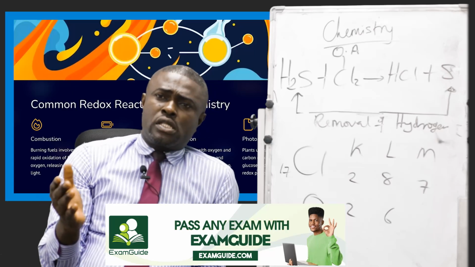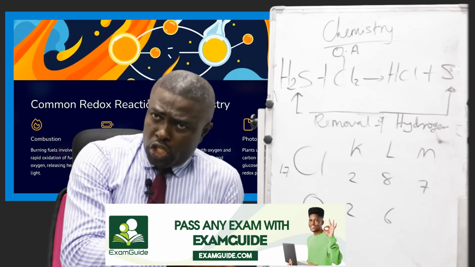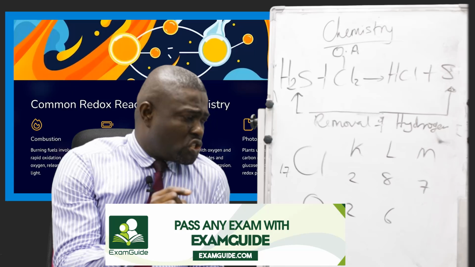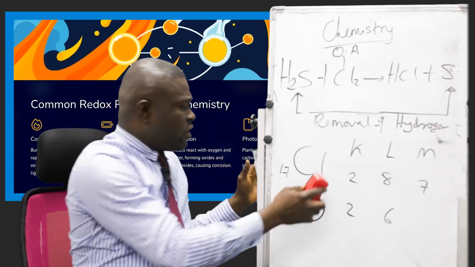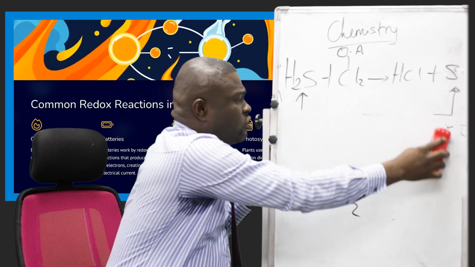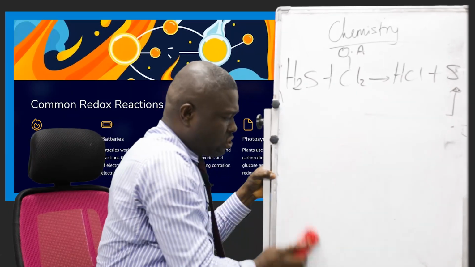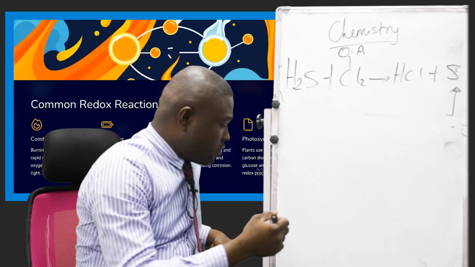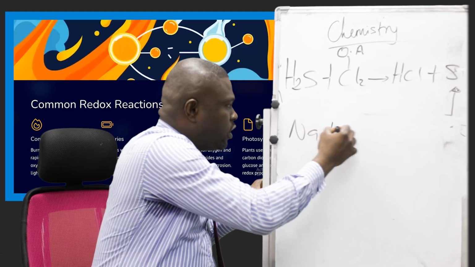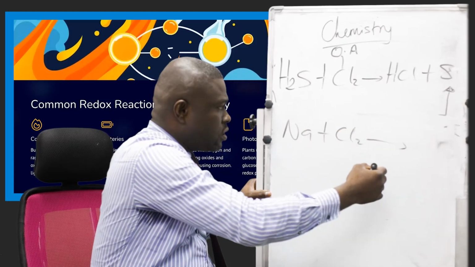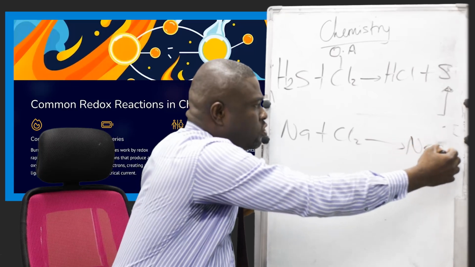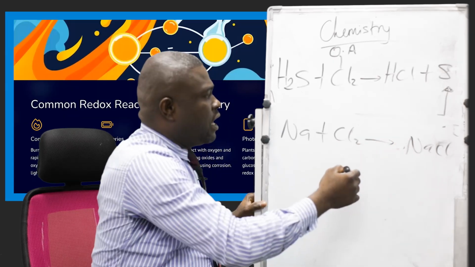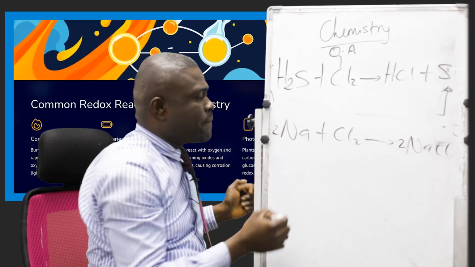Having understood this, I want to take you back to the concept of oxidation. Remember, I told you that oxidation is a reaction involving addition of electronegative elements. Addition of electronegative elements. Let's react sodium plus chlorine, and that gives us what? Sodium chloride. Look at that reaction. Let's balance it first. Very important. I have 2 here and I have 2 here.